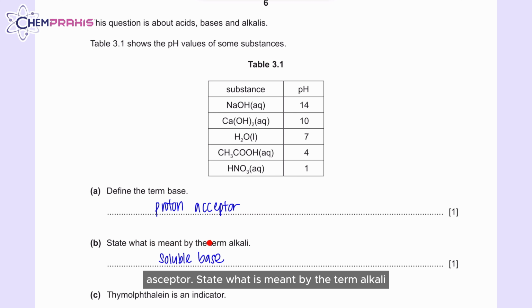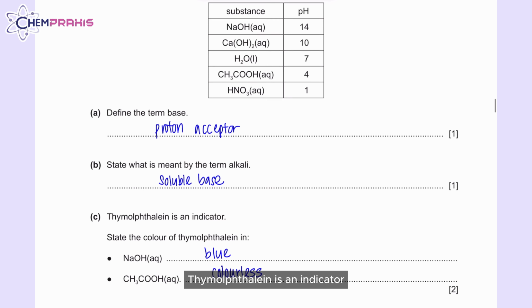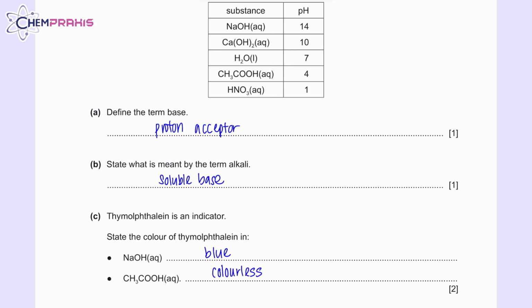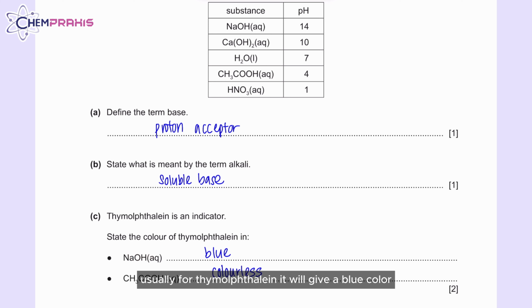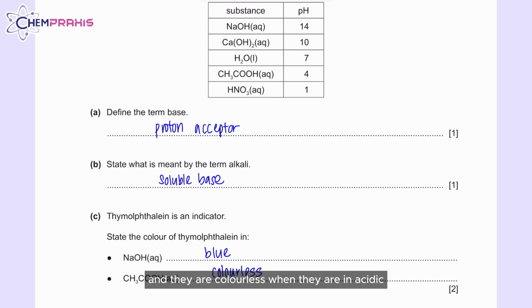State what is meant by the term alkali. Alkali means that they are a base that can dissolve in water, so we call this a soluble base. Thymolphthalein is an indicator. State the color of thymolphthalein in sodium hydroxide. Usually thymolphthalein will give you blue color when in alkaline solution, and it is colorless when in acidic or neutral solution.